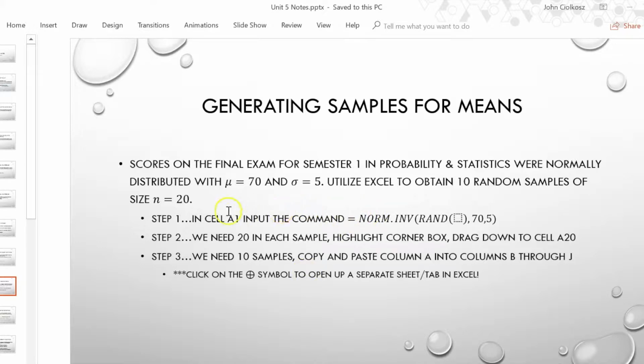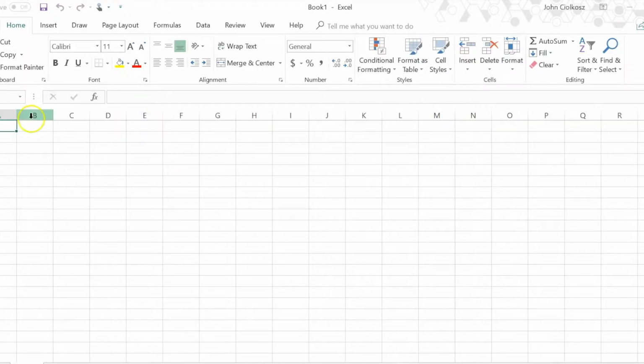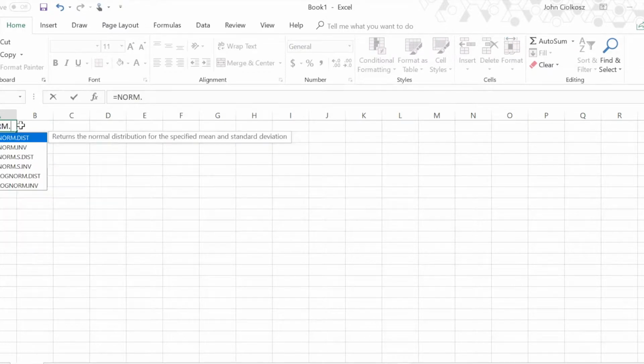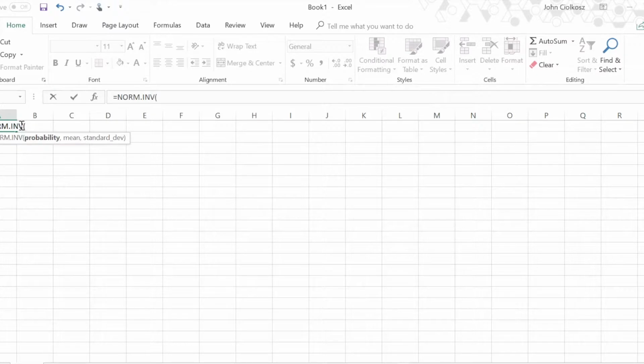So the first thing we're going to do is, in cell A1, input our command. Each of these steps basically describes how to create more samples, so we'll do that all at once. Here in cell A1, I'm going to click in and type equals NORM.INV, and then open a parenthesis. I'm actually going to open and close those parentheses just to make sure I always have both. If it doesn't like that, that's okay. The first thing we type in is RAND with those parentheses.